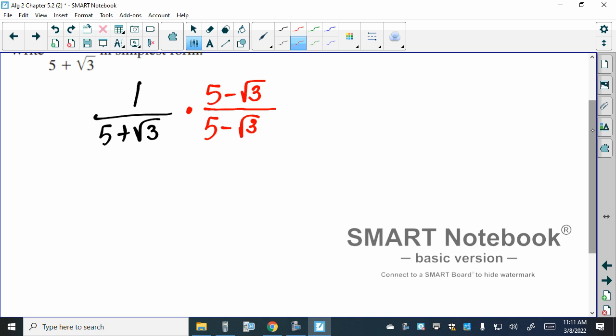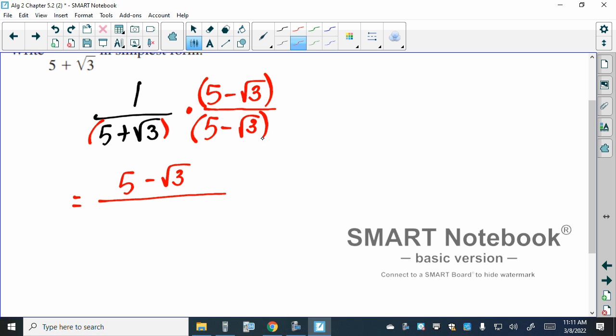And if we multiply these together, well, the numerator, we're multiplying our 5 minus the square root of 3 by 1, which is just going to work out to be 5 minus the square root of 3, because that's one of the nice things about multiplying with 1. Now the denominator, we're going to have to distribute this out.